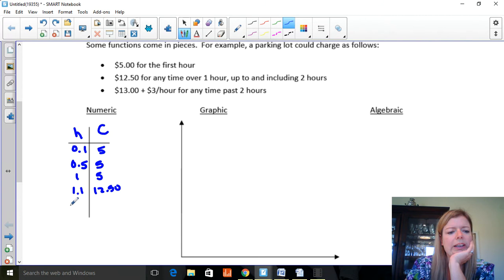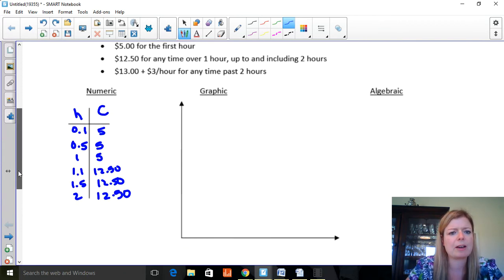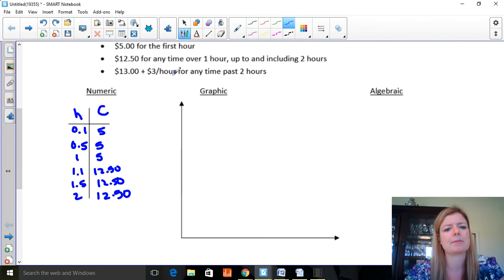Okay. And for 1.5, I'll be paying $12.50. And it says including 2 hours, so at 2 hours, I will be paying $12.50. But what happens after that? Well, any time past 2 hours, I will be paying 13 bucks plus $3 an hour. So for instance, at 3 hours, I'll be paying 16 bucks.